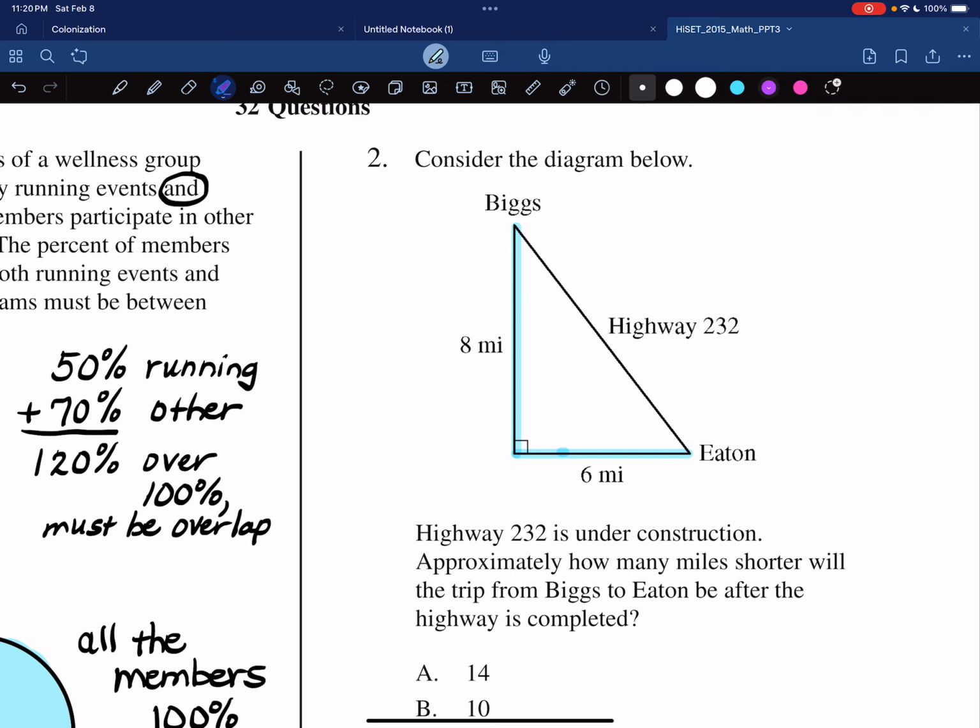And then we have this distance, which is labeled as Highway 232. So Highway 232 is not labeled with the number of miles. I know because this is a right triangle that would have to be the longest of the 3 legs, but we don't know exactly how long it is yet. Okay, Highway 232 is under construction.